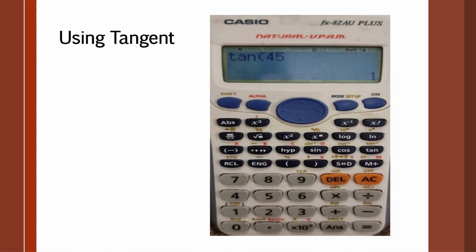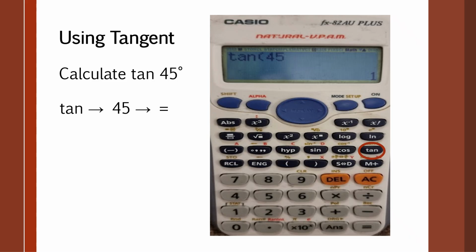Finally, let's use tangent. Calculate tangent of 45 degrees. First, press the tangent button. Then enter 45 and press equals. The answer is 1. So, tangent of 45 degrees equals 1.